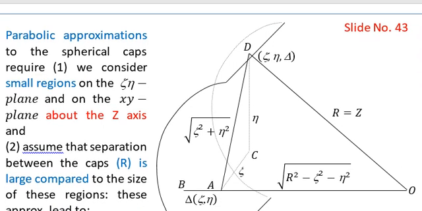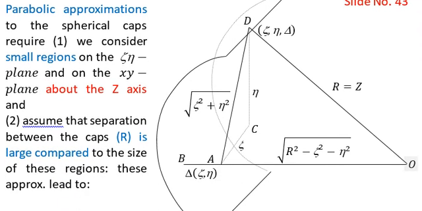So look at the figure over here. OD is actually equal to capital R, or equal to capital Z, and similarly OB is also equal to capital R, capital Z, because this stands for the radius of this curvature. So OD and OB are the same in distance and they are equal to capital R, which is equal to capital Z.